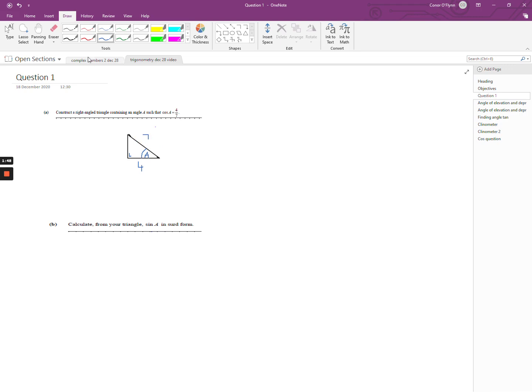And then the second part of the question, from our angle, find sine of A in surd form. So what's sine of A? Well, sine of A would be x/7, but we'll have to get what x is. If it's a right-angled triangle, I have two sides and I want my third side, so we can do Pythagoras. That'll be the side squared plus the other side squared equals the hypotenuse squared. So that's x squared plus 16 equals 49.